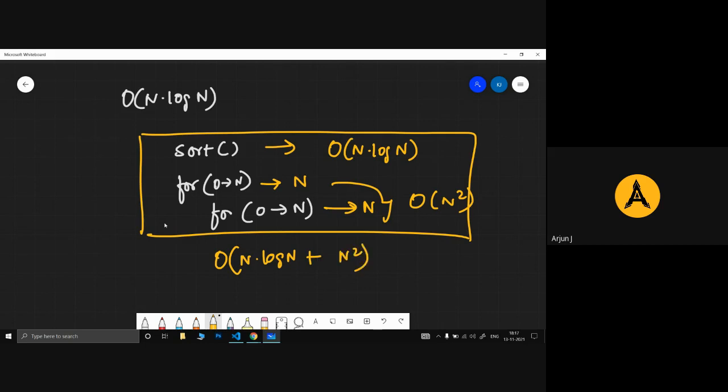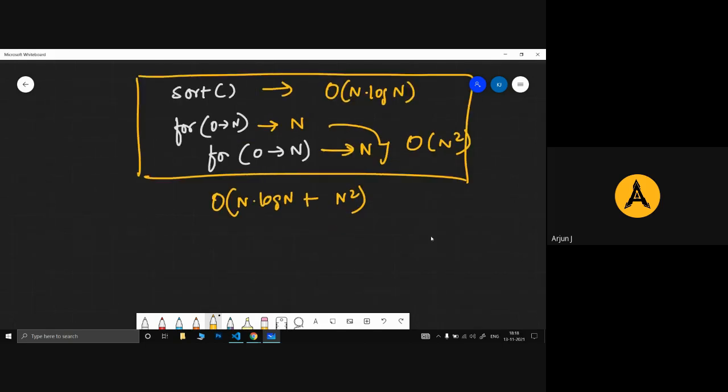Here, if you see, the maximum order of n is going to be n square, because log n is very small compared to n, so n log n is approximately linear time. And then you have this n square, which is the greatest power of n. So our overall time complexity can be stated as O of n square. This is how you analyze algorithms.